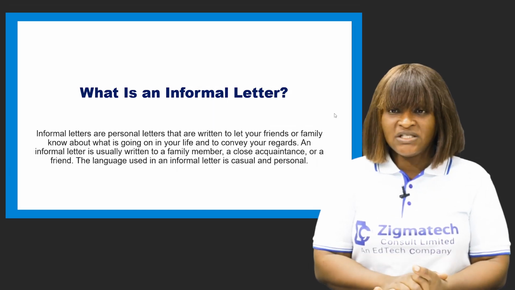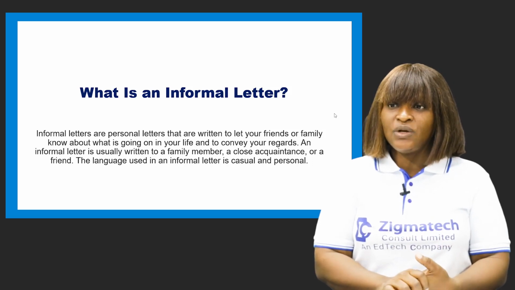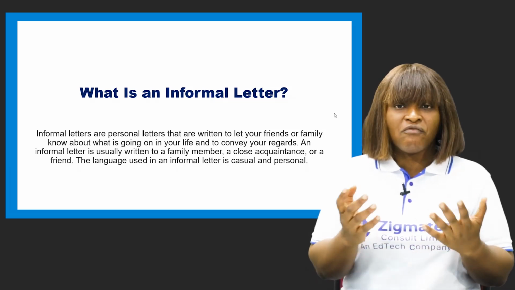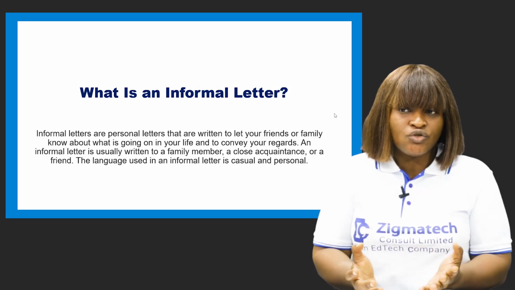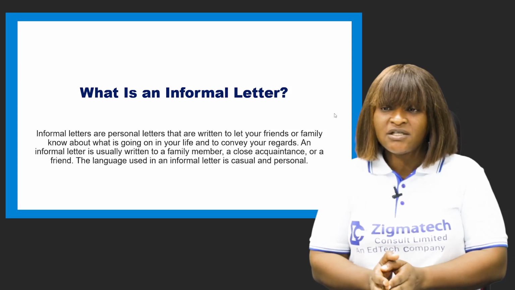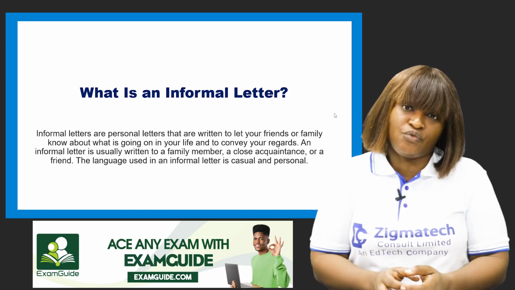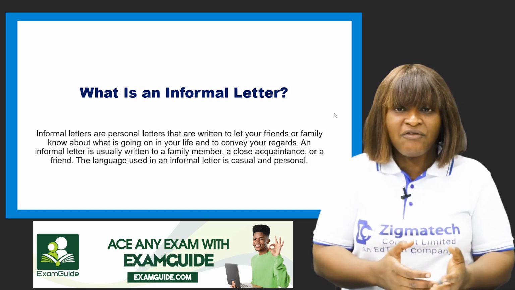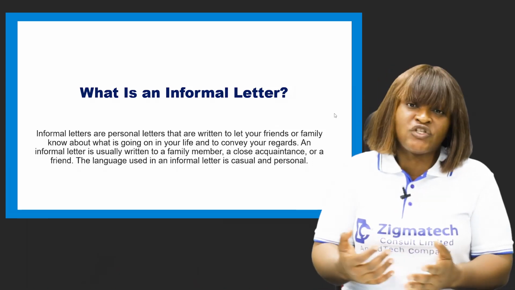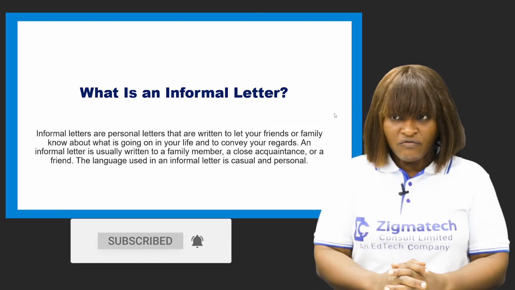Now let's look at what we have on the slide. It says informal letters are personal letters. They are written to let your friends or family know about what is going on in your life and to convey your regards. That's what you do in informal letter writing. When you're writing to your family, your friend, or a close relative, you're writing based on what you want them to know about you, things that are going on in your life that you want to get them involved in, and as well they give you a response. That's the reply you get from them depending on the nature of the letter.